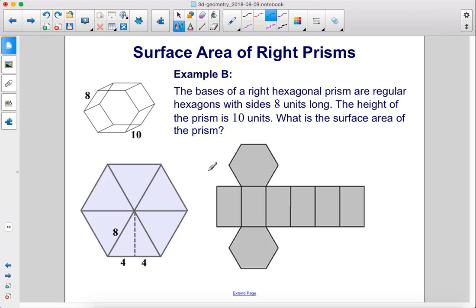Example B. The bases of a right hexagonal prism are regular hexagons with sides 8 units long. The height of the prism is 10 units. What is the surface area of the prism? Alright, so first let's figure out the area of one hexagon.